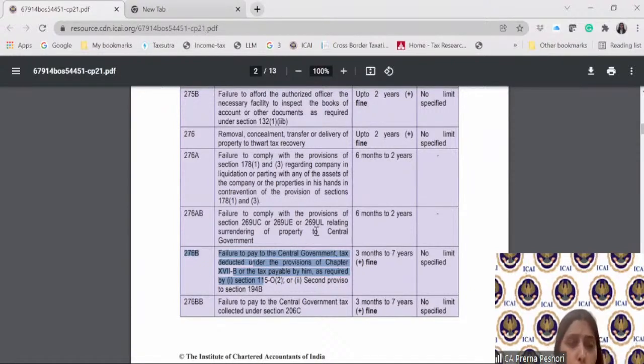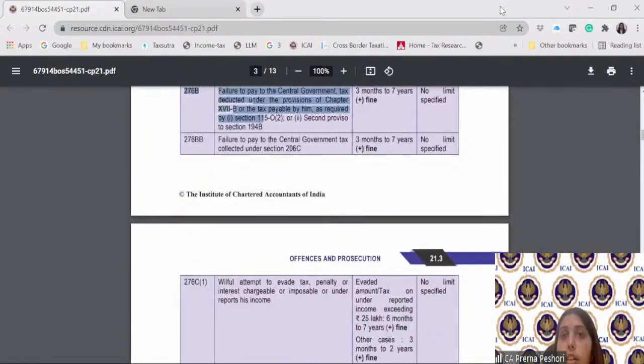Again, no worry if you can't remember what is the duration of the prosecution. It is just enough if you say that there exists a prosecution. Similarly, it is for TCS also.